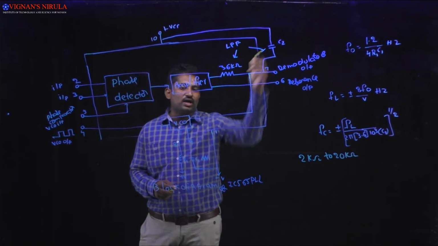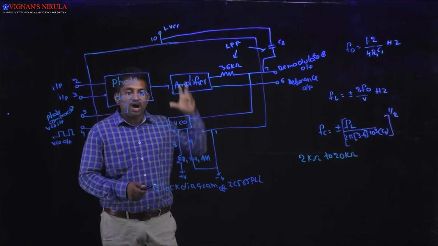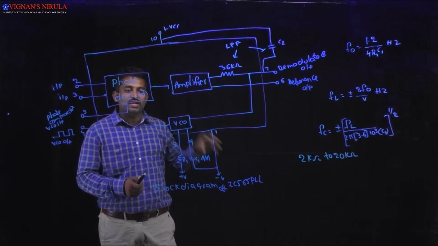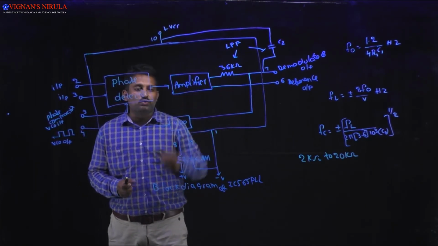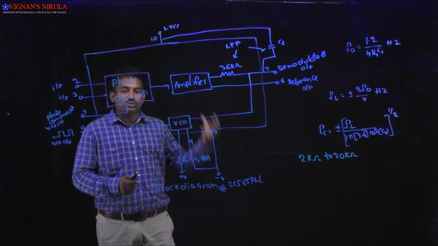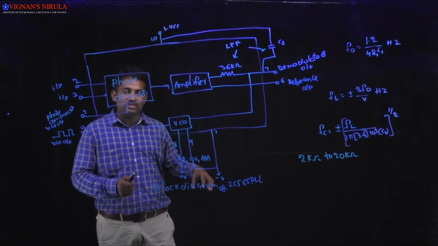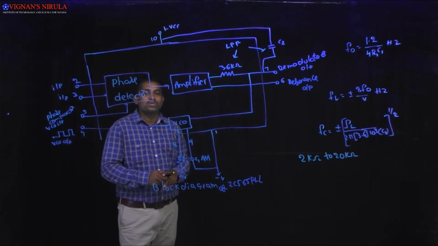And coming to the capacitor C2 value, you can choose a large capacitance value. Why? Because to eliminate the possible oscillations of the VCO input voltage, which is nothing but the control voltage. So to eliminate the possible oscillations in the control voltage, you have to choose a large capacitance value for C2.